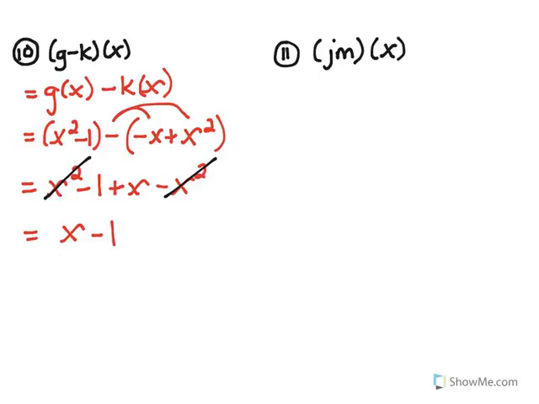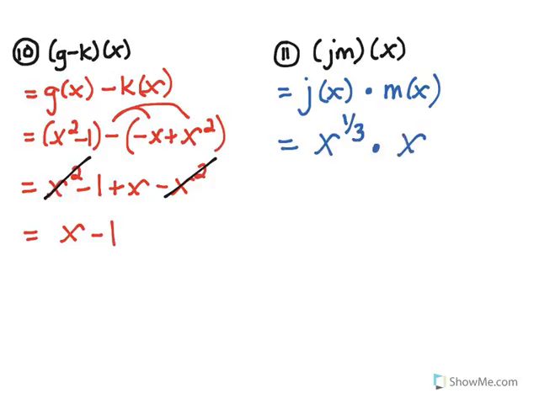And now for our 11th and final problem, jm of x. That's going to be j of x times m of x. J of x is x to the 1/3. M of x is x to the 1/4. Now, if you follow the problem that we did for number 9, where we did j times j of x, we added the exponents together.